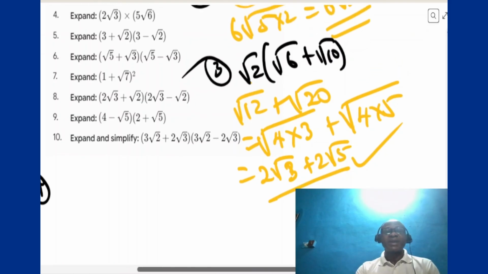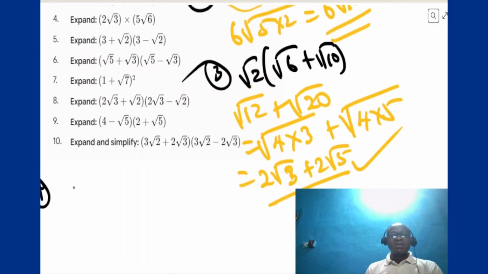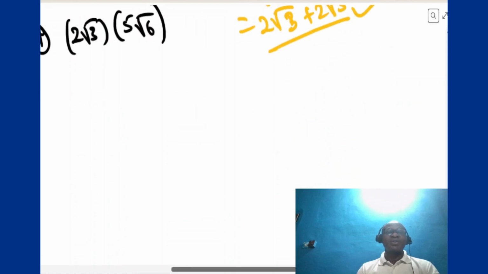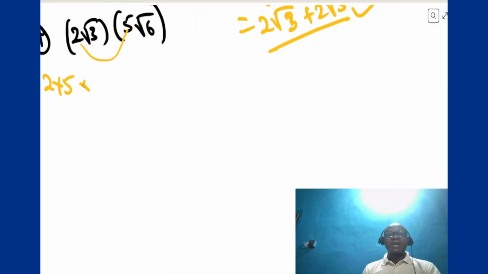Question number 4. Here we are given to expand 2 square root of 3 multiplying 5 square root of 6. So what we are going to do is what I exactly did in number 2. I'm going to use 2 to multiply 5. So doing that, what it means is that 2 will multiply 5 to give me 2 times 5. Then root 3 will multiply root 6 to give me root 3 multiplied by root 6.